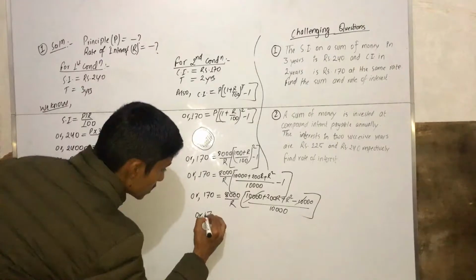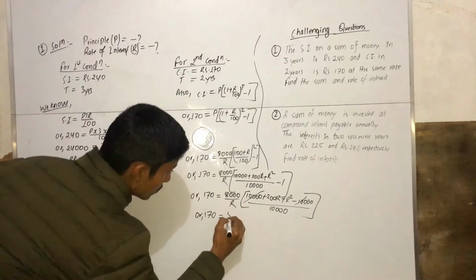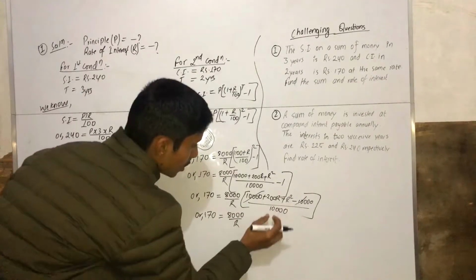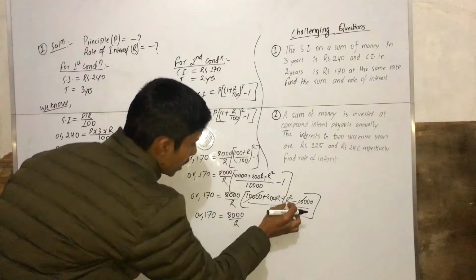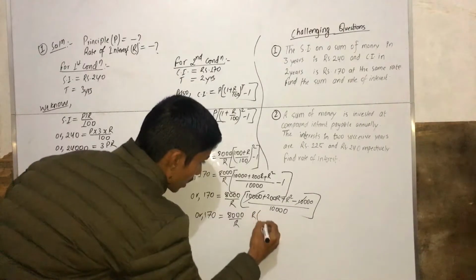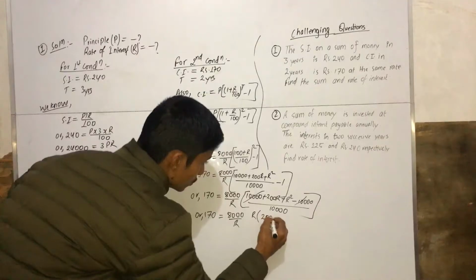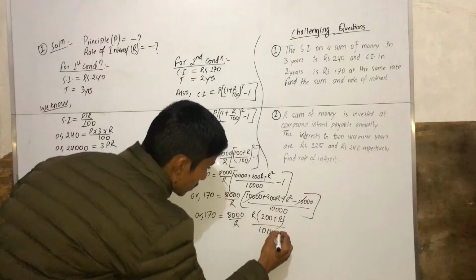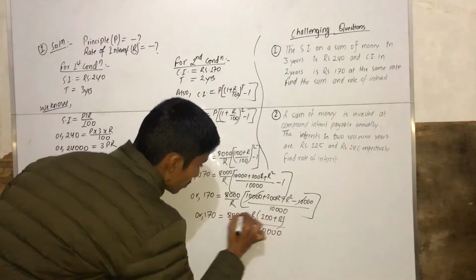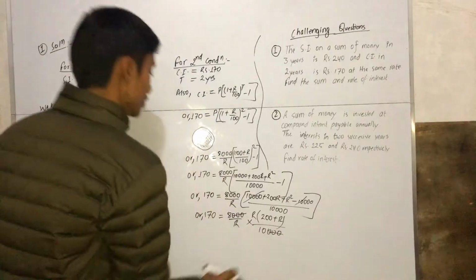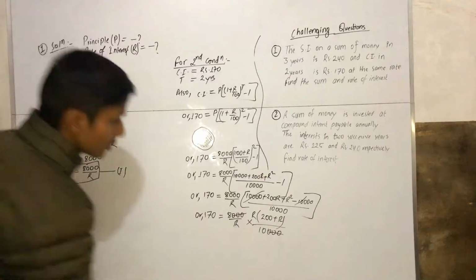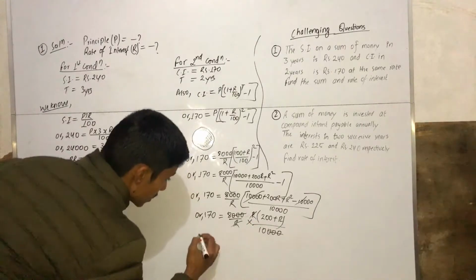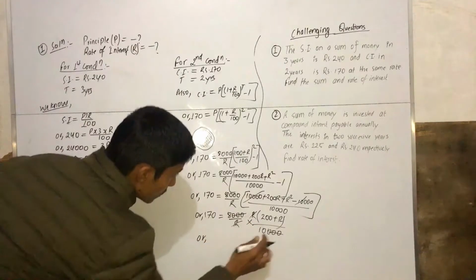So 170 is equal to 8,000 by R times (200R plus R squared) by 10,000. We can take R common from 200R and R squared, and similarly 200 plus R remains, by 10,000. We can cancel the common factor of 8,000 and 10,000, and we can also cancel this R and this R. Now just simplify.